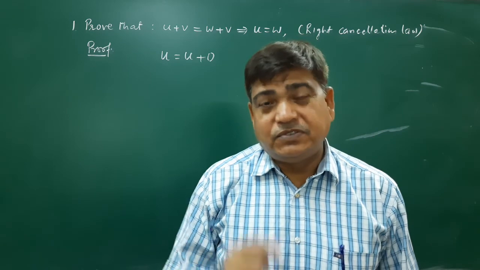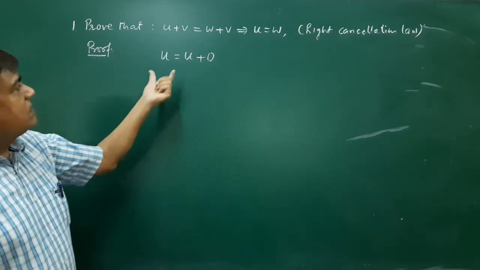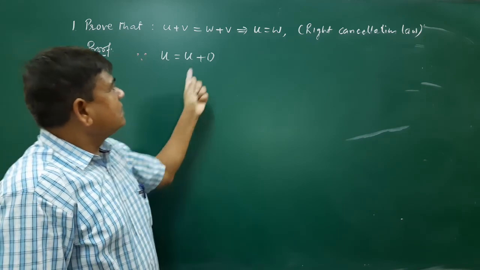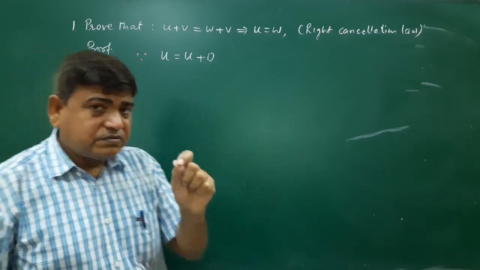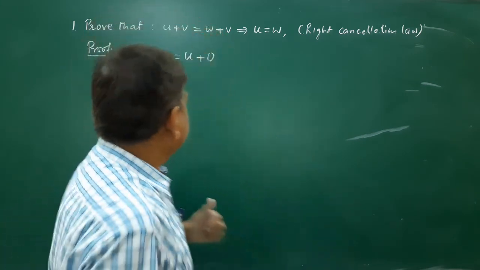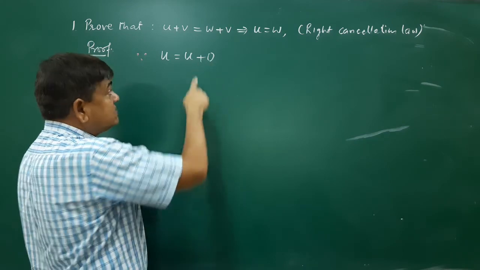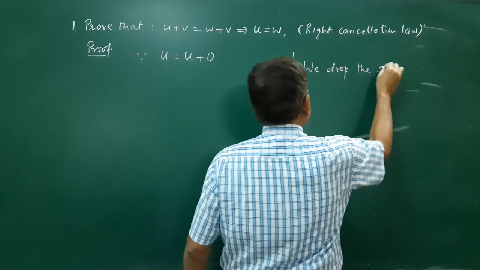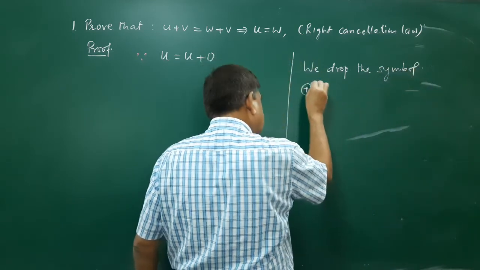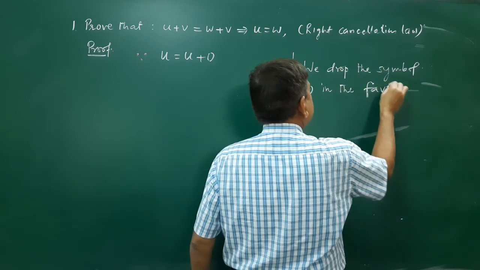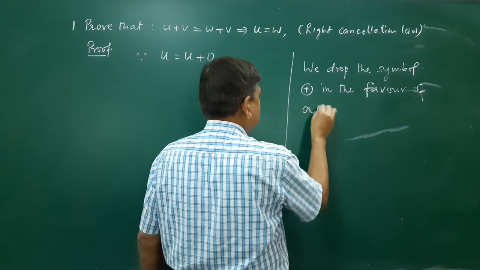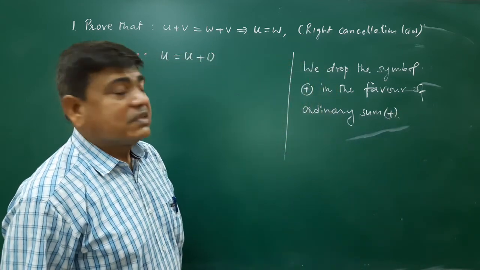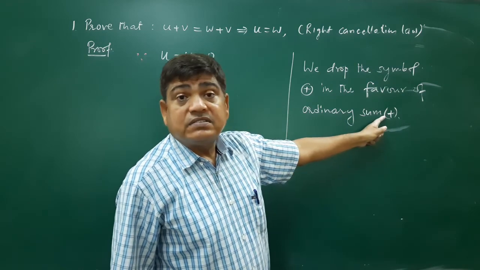Can we write it? You just recall which property we have used. Remember, this 0 is not the ordinary one, because this is a vector, so this must be a vector because this symbol is used. I write it here. We drop the symbol in favor of the ordinary sum. That means the plus sign.